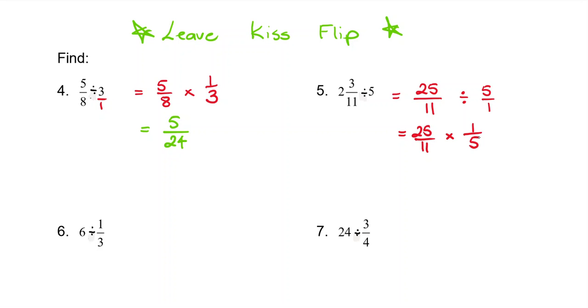Oh, you're going to tell me what to cancel. Good. What am I going to cancel? The 25 and the 5 by dividing by 5. All right, 25 divided by 5 goes 5 times. 5 divided by 5 goes once. The 1 and the 11 on the other diagonal, nothing's going to happen there because 1's as small as it gets. So to write down what's left, 5 times 1 is 5 on the top, and on the bottom, 11 times 1 is 11, and that's the answer.